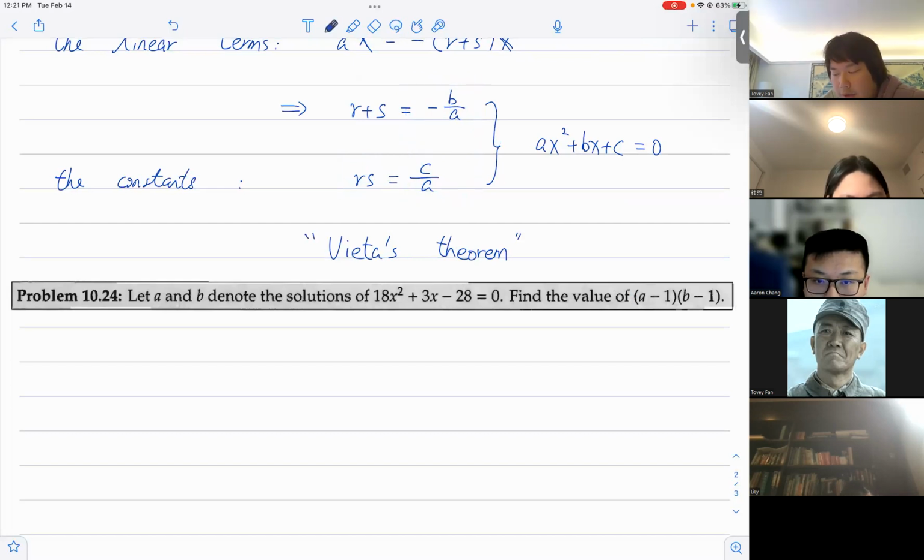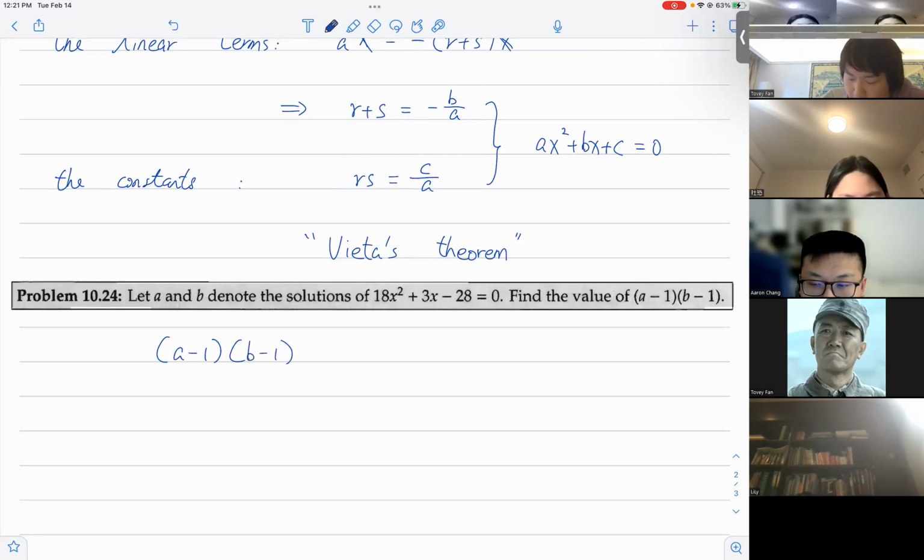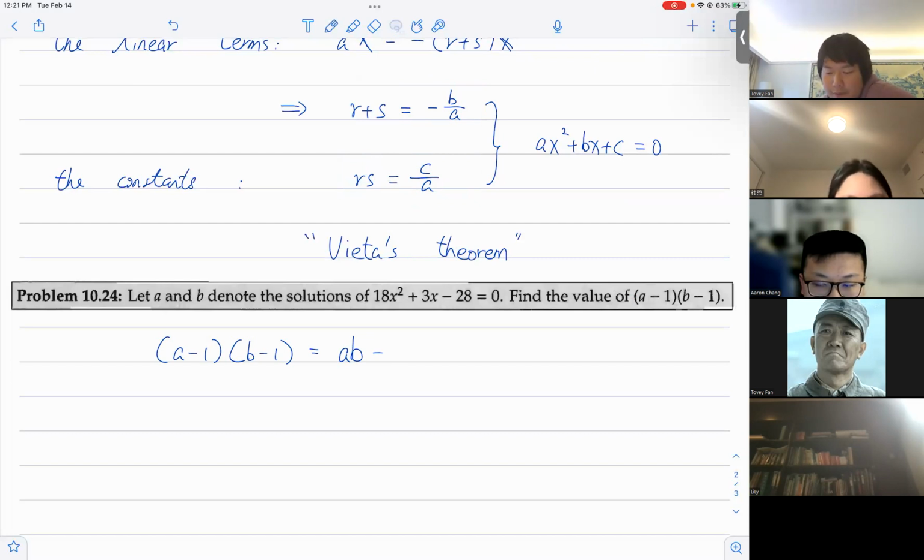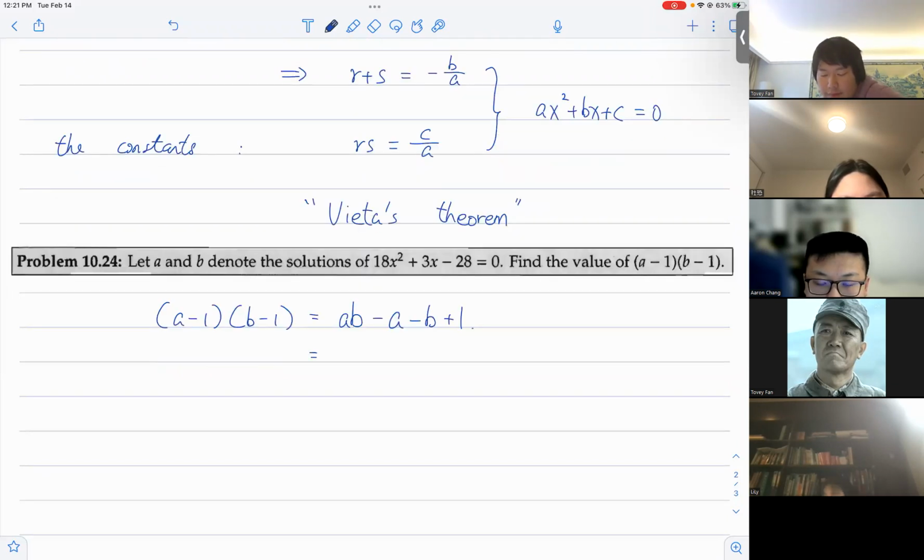Does anyone want to try it? Do we expand it first? Yes, we expand it first. Very good. So it's AB minus 2AB plus 1, minus A minus B plus 1. Yeah, minus A minus B plus 1, right? So what is AB in this case?